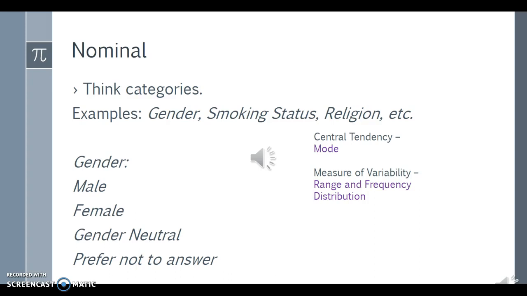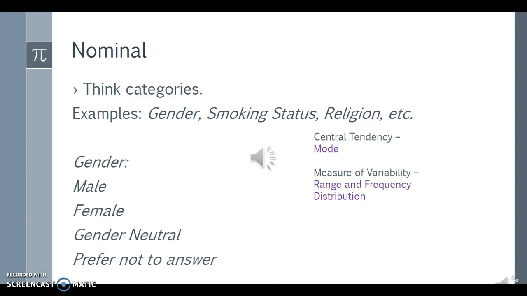So the numbers are assigned to categories and only labels are used. It does not mean that one is greater than the other. So when we think about examples of gender or smoking status, religion, these are all considered nominal levels. So females are not greater than males, gender neutral is not greater than female. It's just basically a simple way of categorizing.